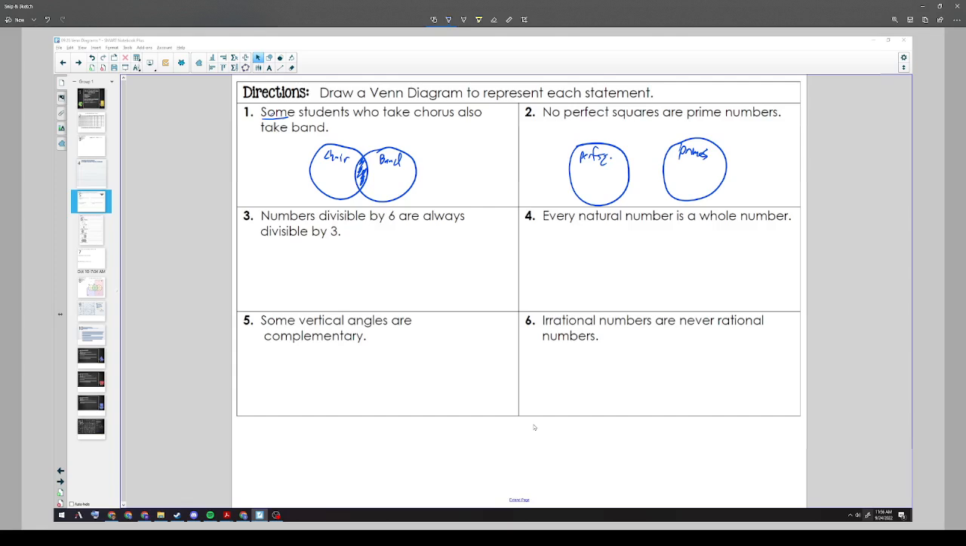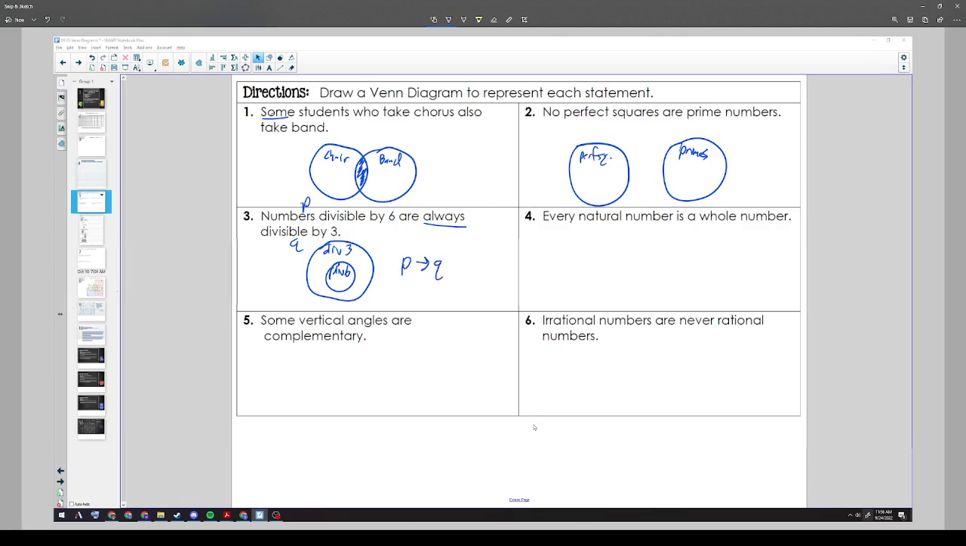This one says numbers divisible by 6 are always divisible by 3. So always denotes a conditional. It means that if a number is divisible by 6, then it is divisible by 3. So divisible by 3 is our outer set. That's our conclusion. So this is div 3. And then inside of that, we have the numbers that are divisible by 6. So we could write that as a conditional. This is P and Q, and we could say if divisible by 6, then divisible by 3.